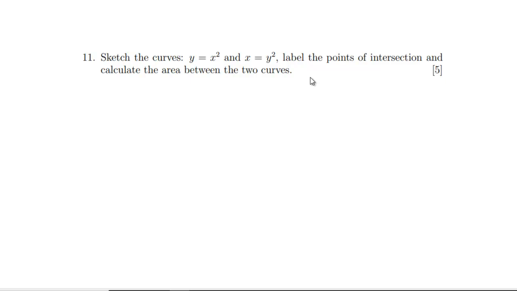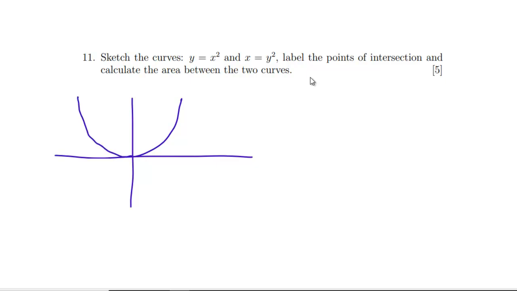Question 11. Sketch the curves y equals x squared and x equals y squared. Label the points of intersection and calculate the area between the two curves. Okay, it should be straightforward. I would have thought they don't look difficult things to sketch. So particularly y equals x squared, we're happy with that. This is just reflected. We just swapped over the x's and y's.